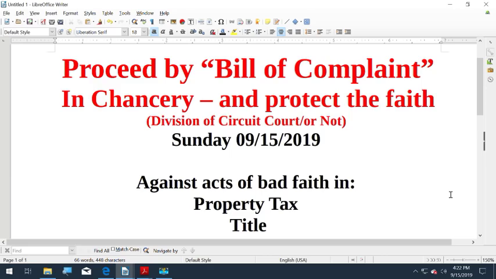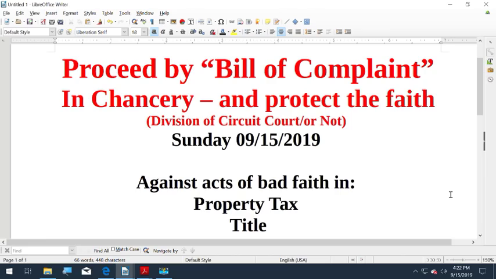And today we're going to talk about proceeding by bill of complaint in Chancery and protecting the faith. Here, Chancery is a division of the circuit court, but in some places it's its own separate court. In Michigan, up until 1846 or 1848, we had a Chancery court, and then they combined it with the circuit court, and they said the one court would have all the jurisdictions.